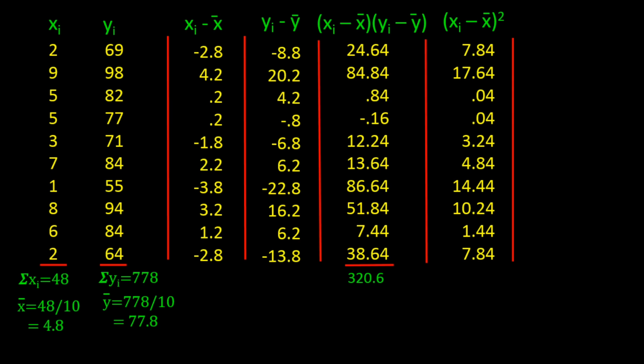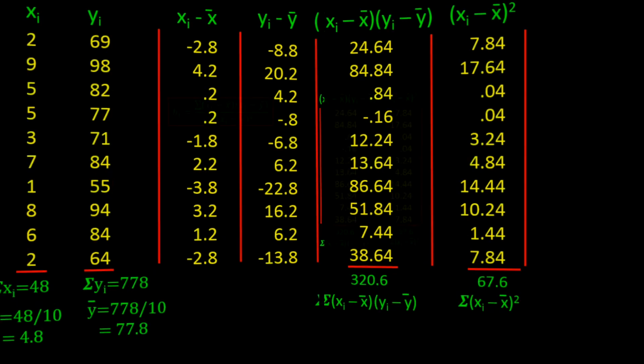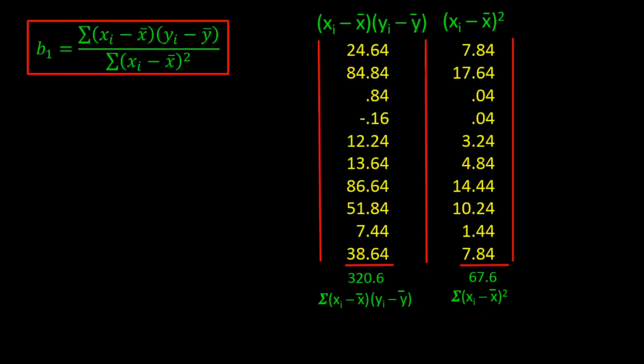If you look at the formula for the slope, the numerator is the sum of these numbers. You can see the capital sigma sign that tells us to sum. Our next step is to sum the last column, and we get 67.6. And this would give us the sum for the denominator of the slope formula. Here are those two very important columns and the slope formula. The sum of this column would go in the numerator, and the denominator of the slope formula is the sum of this column.